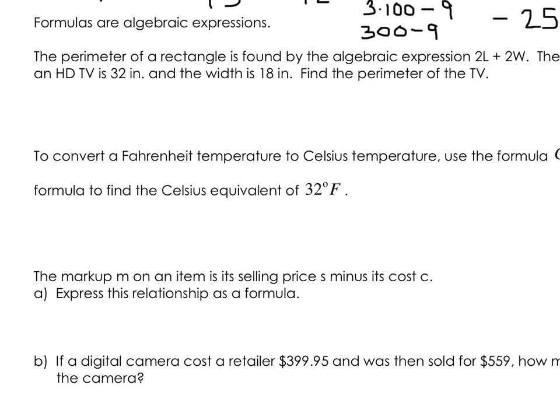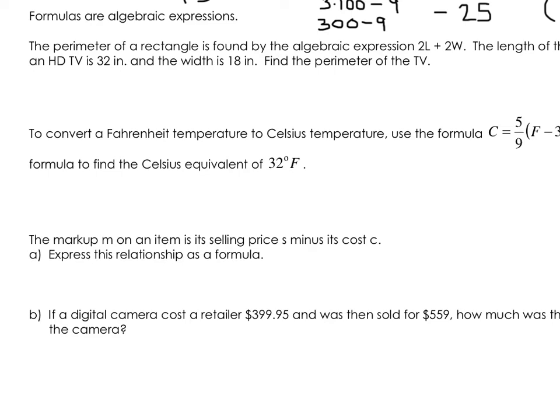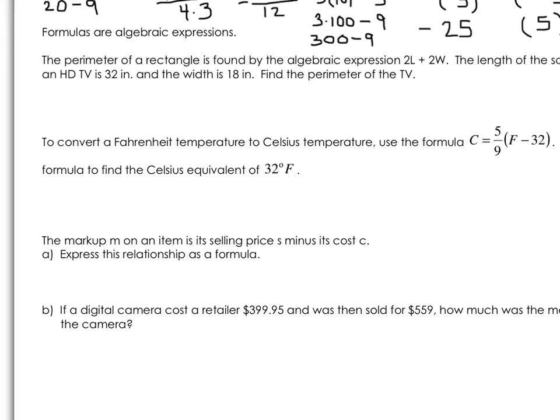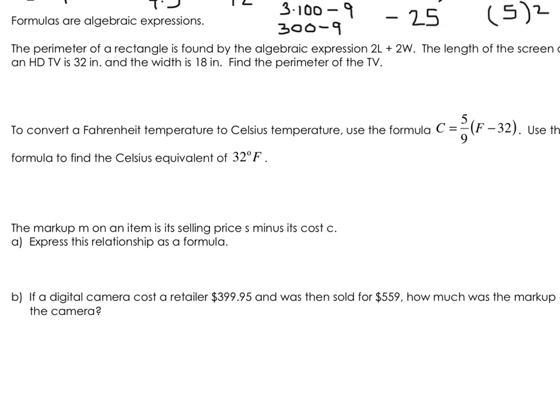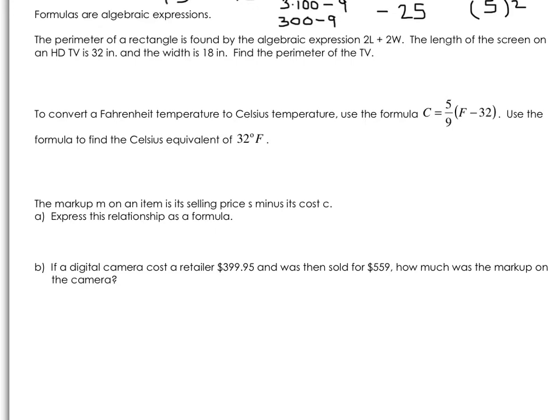Formulas are algebraic expressions. The perimeter of a rectangle is found by the algebraic expression 2L plus 2W. The length of the screen on an HD TV is 32 inches, and the width is 18 inches. Find the perimeter of the TV.